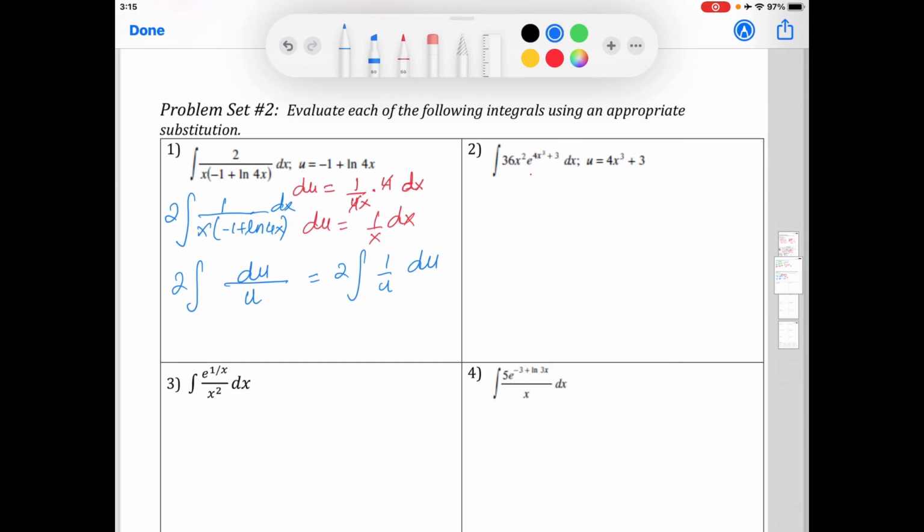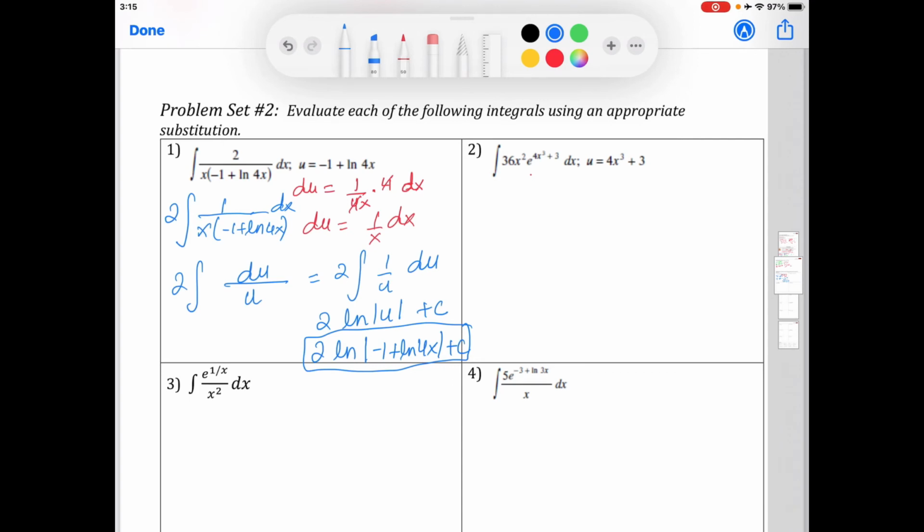So we want to think about whose derivative is 1 over u. It is ln of u, so it's going to be 2 times ln of absolute value of u plus c. Substitute your u back, ln of negative 1 plus ln of 4x plus c. That is your answer. Let's do one more.